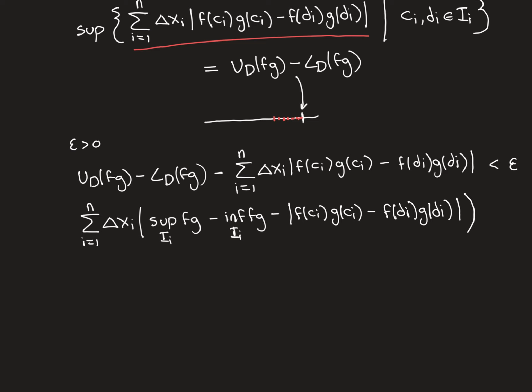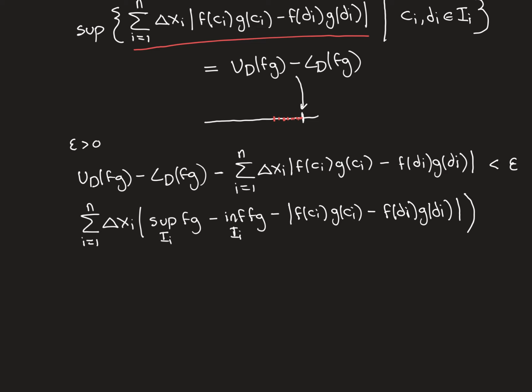Now remember, I am in control of my C sequence of points and my D sequence of points, and I'm trying to find such a C and D, or demonstrate to you that they exist, such that this thing is going to come out as less than epsilon. Now, what is hindering me going further forward is these modulus signs here. They are causing a problem.